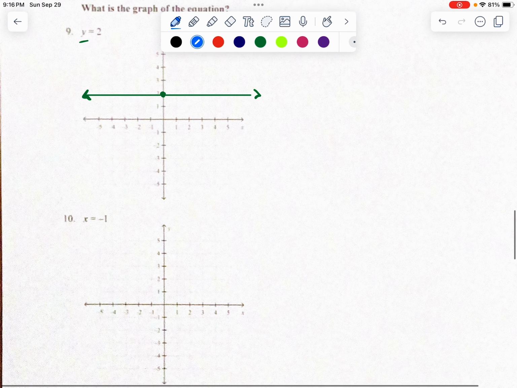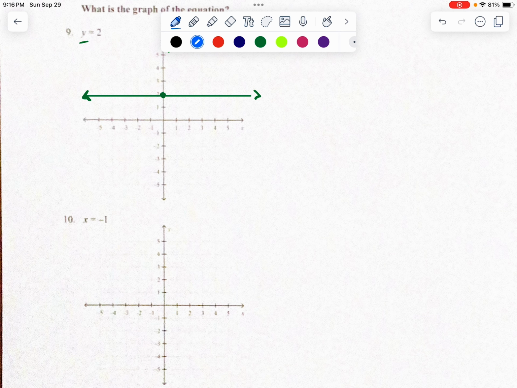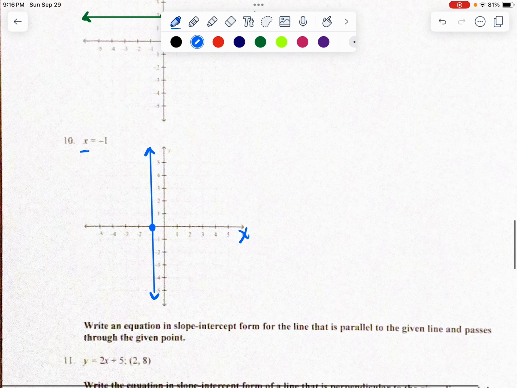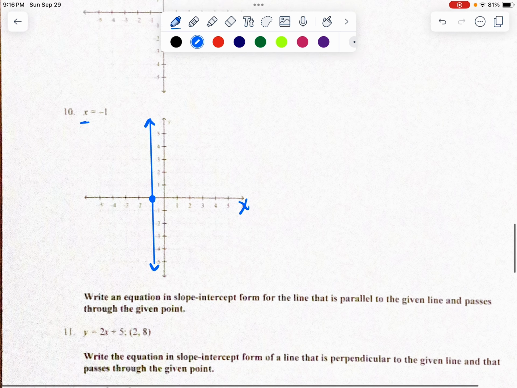Using the same idea for number 10, but this time it's an x, right? So if it's x equals -1, here's my x-axis right here. -1 is right here. I know it's going to be a vertical line through -1 because every point on that line is going to be -1 and something. So it is a vertical line through the value, in this case, x equals -1.